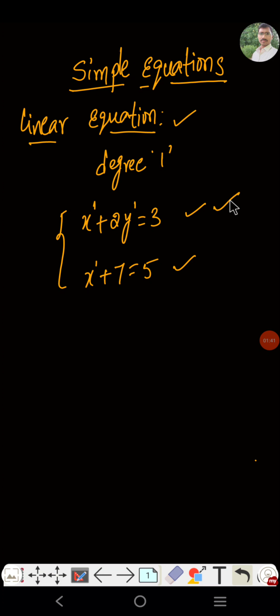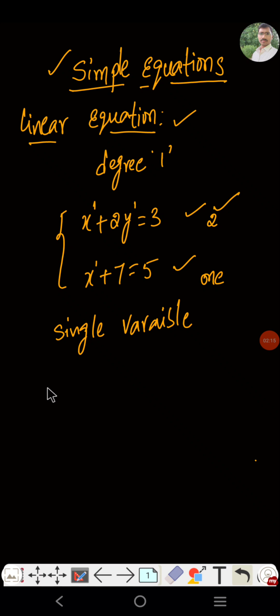But this is the linear equation in two variables and this is the linear equation in one variable. Is it clear here? This is the linear equation in two variables. What are the two variables in this linear equation? x and y. But in this linear equation only a single variable is there. What is that variable here? x only. That means a linear equation having a single variable is called a simple equation. Are you understanding this one?